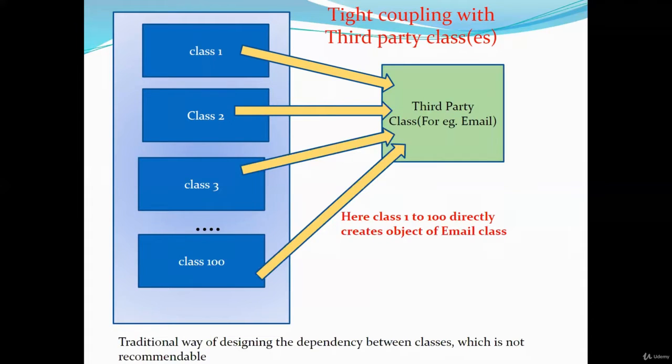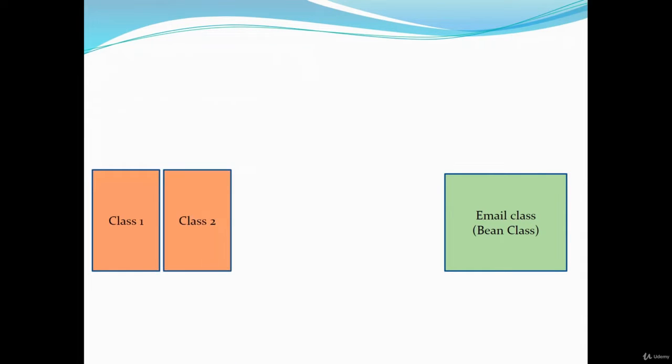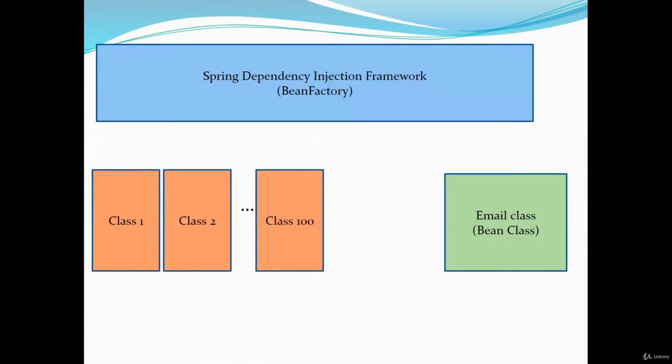The solution is using the Spring Framework. Now let us see diagrammatically how the Spring Framework will help us avoid the tight dependency on the dependent object. Let us consider we have an Email class on which we are dependent, which is a third party class. And Class 1 to 100 are our classes. And we have Spring Core, which is the dependency injection framework we will be relying on.